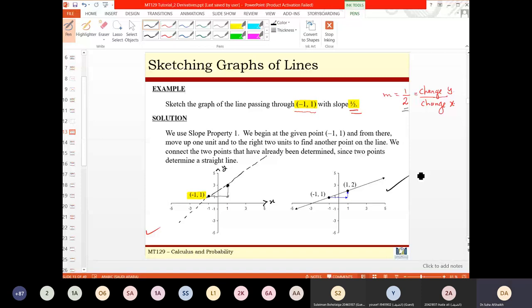So if I know 1 point and I know the slope, now we know how we can draw this line.